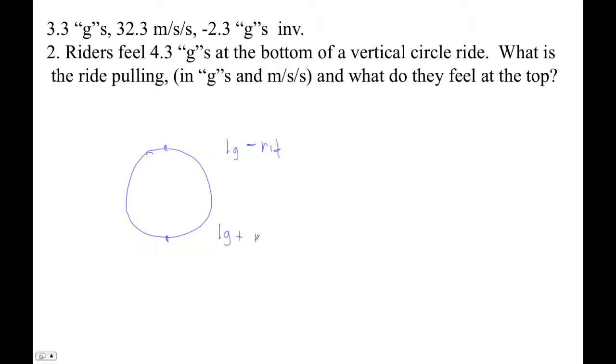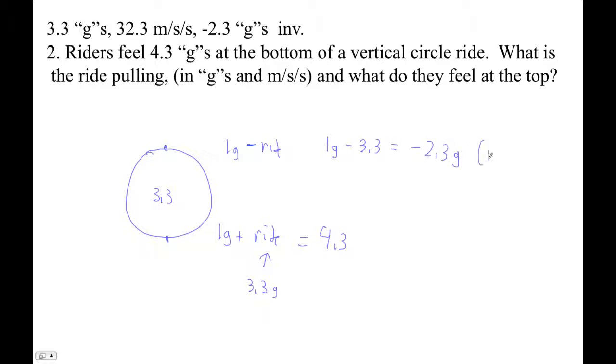1G plus the ride. Okay, so if 1G plus the ride is equal to 4.3, that means the ride is 3.3. That was 4.3 minus 1. All right, so the ride is 3.3, right? At the top, they're going to feel 1G minus the ride. So let's do that. 1G minus 3.3 is negative 2.3 Gs, right?